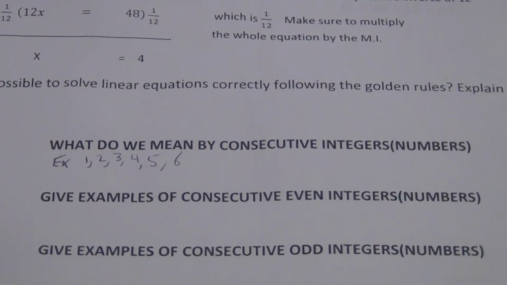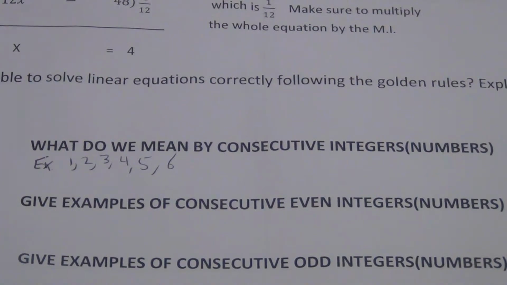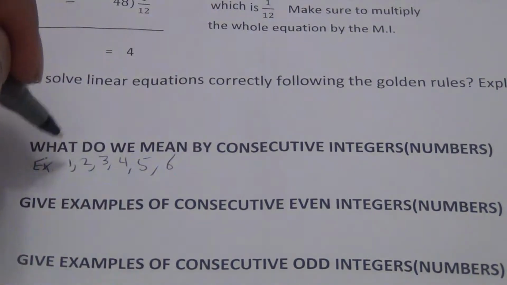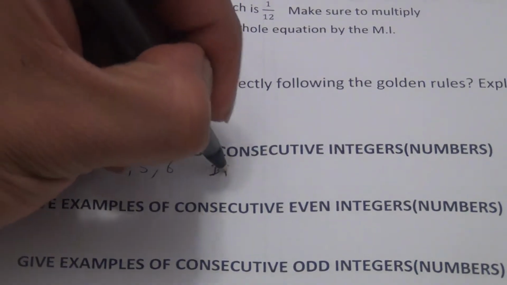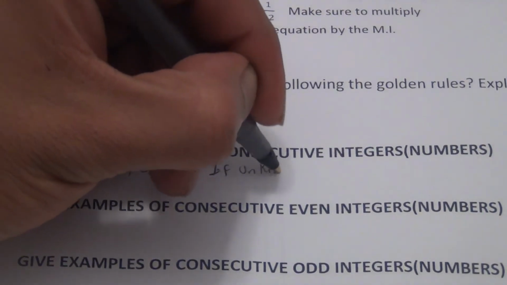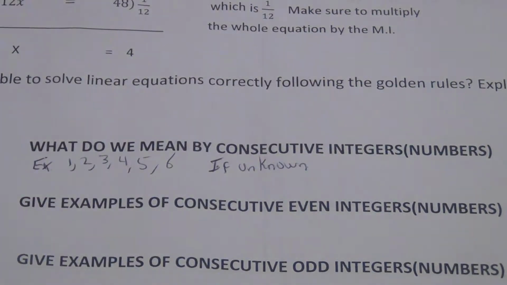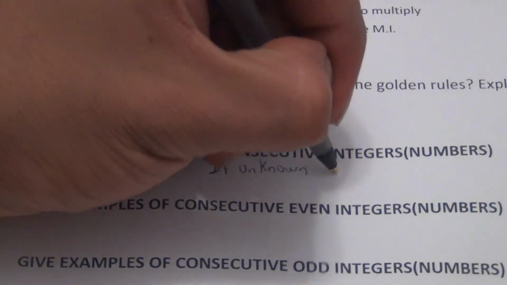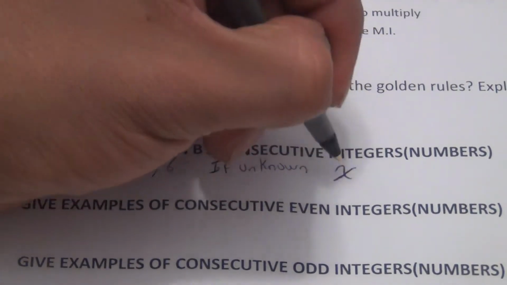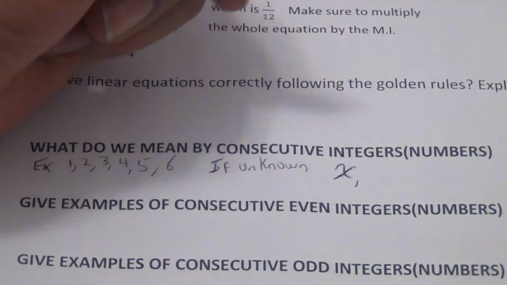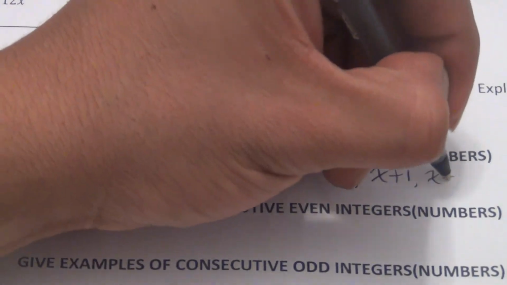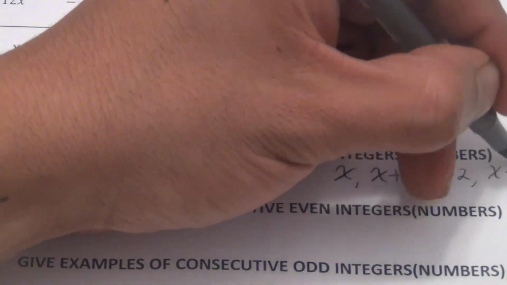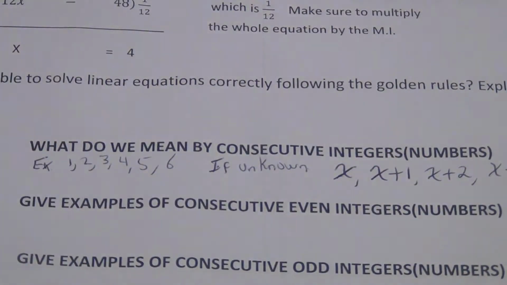Okay. Now, if you don't know the numbers, then you could use a variable. So if unknown, then the first number will be x or n or a variable. The second number is the gap between one number and the other. They go by ones, so the next number is going to be x plus 1, x plus 2, x plus 3, and so on and so forth.